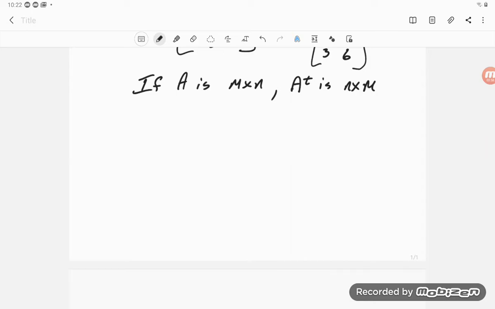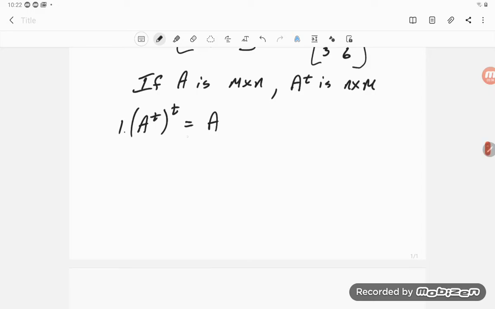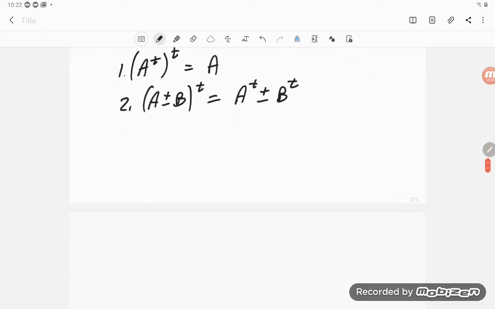And so, looking at some properties. One, A transpose transpose is just back to A. I think that makes sense. If I add or subtract A plus B and then take its transpose, well, I could have taken the transposes first. And again, I think that seems pretty straightforward. If I have a scalar multiple, I can just factor that out, do the A transpose separately.